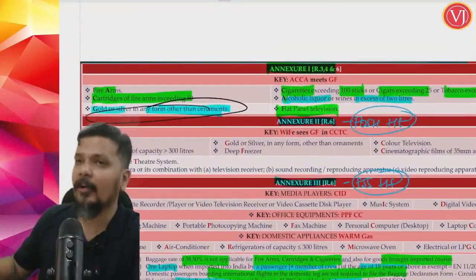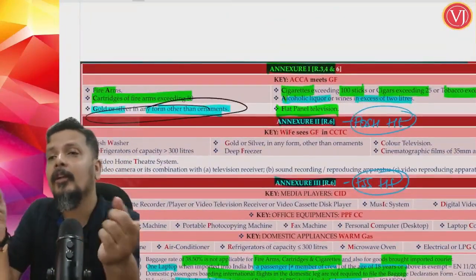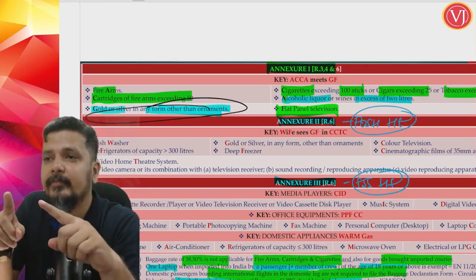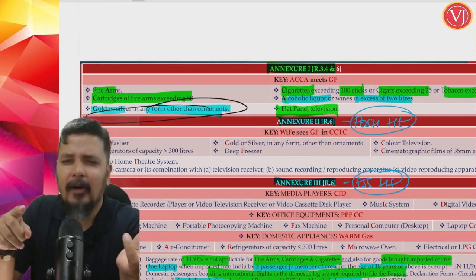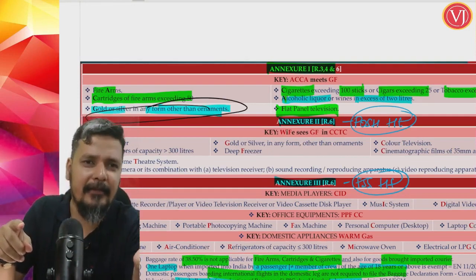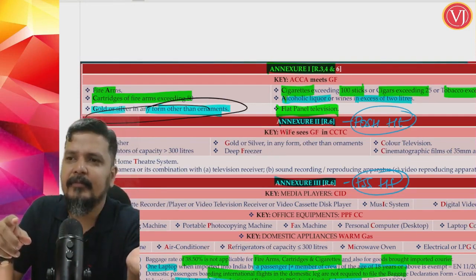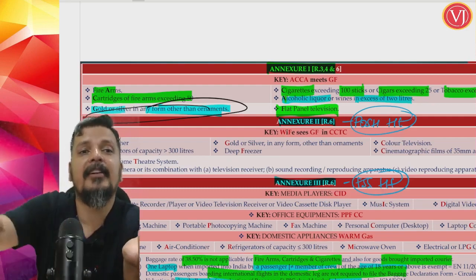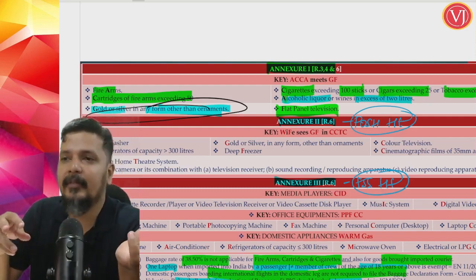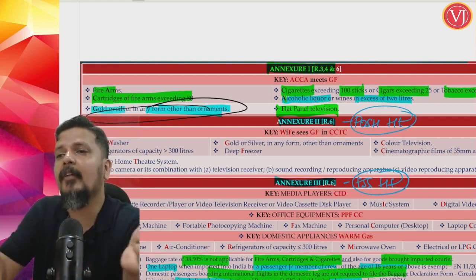And specifically when you are talking about Rule 3, Rule 4, pooling is not allowed. I have already said this indirectly. One item, one person. Another item, another person. You cannot say that I have leftover exemption, I will transfer it to the other person. Pooling is not allowed.